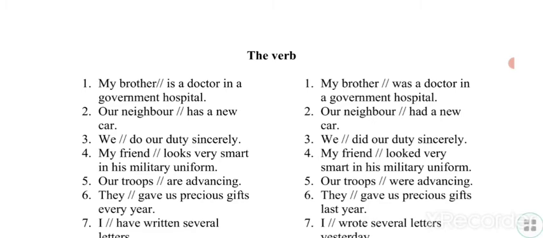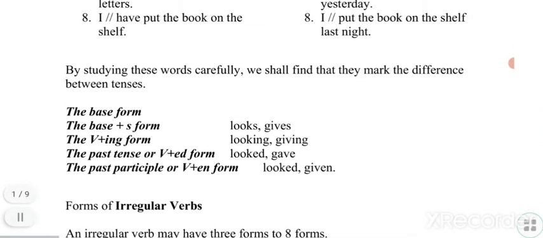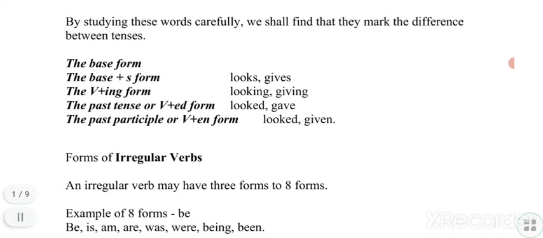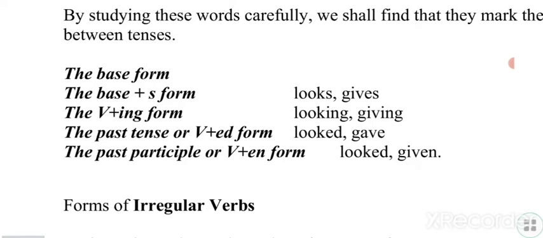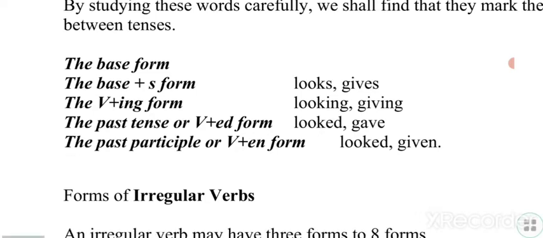Now go through all these sentences and you will find the difference between the different kinds of verbs. You will see the base form of the verb, the simple verb, then the base plus s form, the singular form of the verb, then verb plus ing, for example looking and giving, the past tense of the verb, that is verb plus ed, for example looked and gave, and the last is the past participle, that is verb plus en, looked and given.